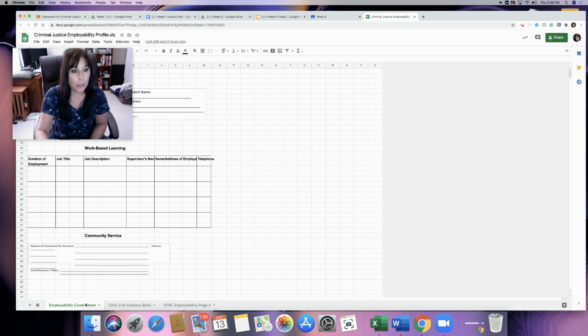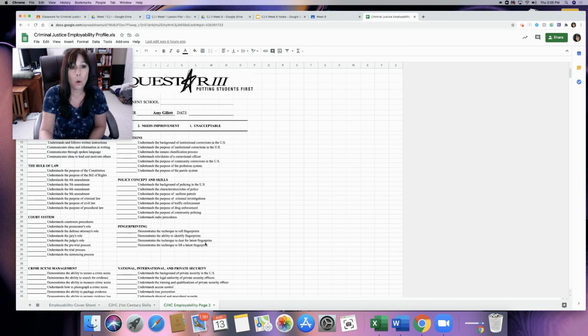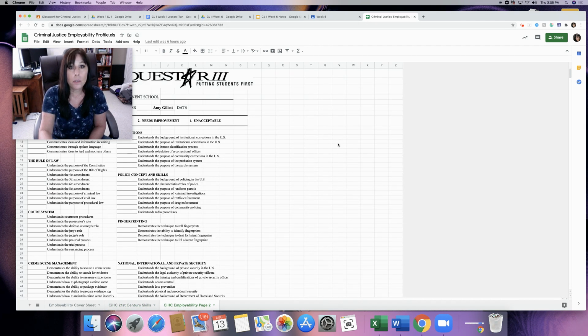I don't know if you can see my mouse here. So employability cover sheet, that's this first page right here. And then click the next tab where it says 21st century skills. If you click it, it opens up the second sheet, and there's a whole bunch of criteria there. And this video is going to be talking about these 3 pages and what they're asking you. And then your third page, it says employability, and you click it and it opens up, and there's a whole bunch of other things. So this is what I'm asking you to fill out for homework on yourself by Friday.